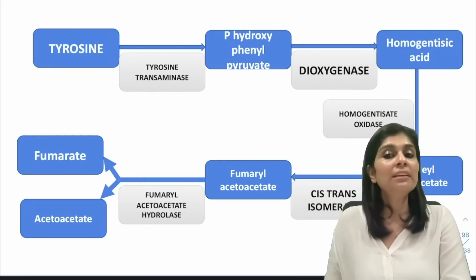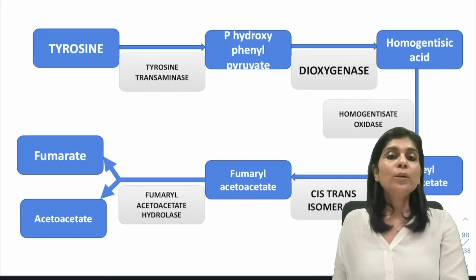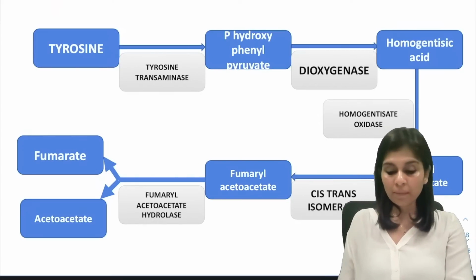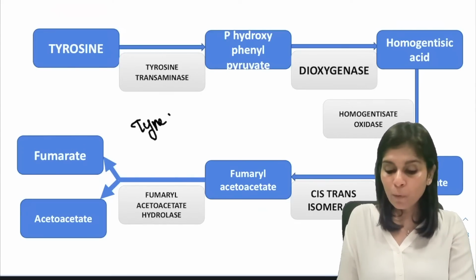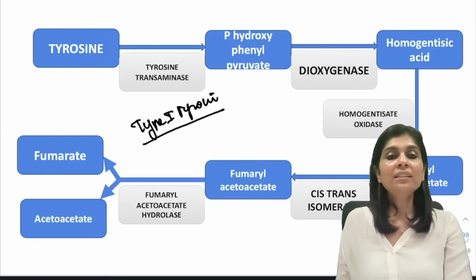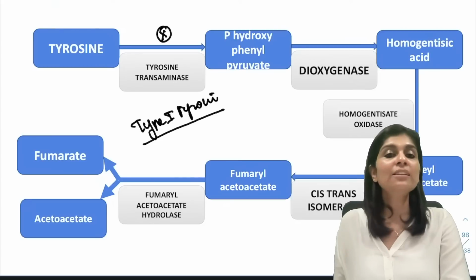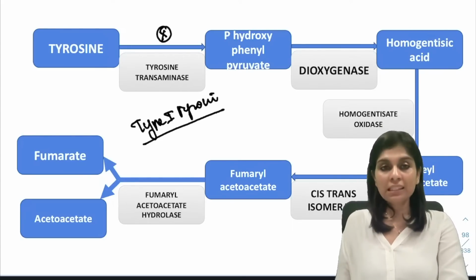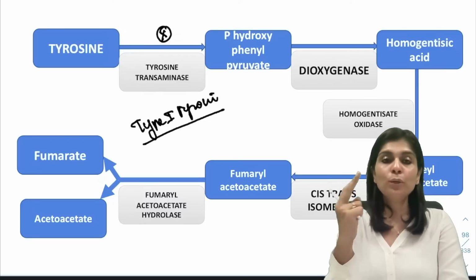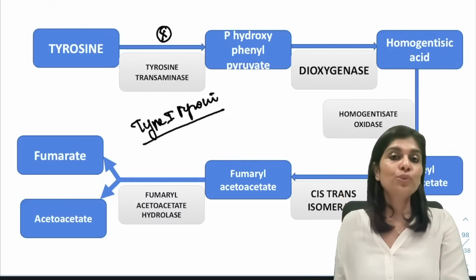Let's learn about disorders. So let's start with type 1 tyrosinemia. Whenever I ask what type 1 tyrosinemia is caused by, many students would answer a defect of tyrosine transaminase. Now you know that is not the case, because what did I tell you? Tyrosine transaminase defect, two T's, will cause type 2 tyrosinemia.